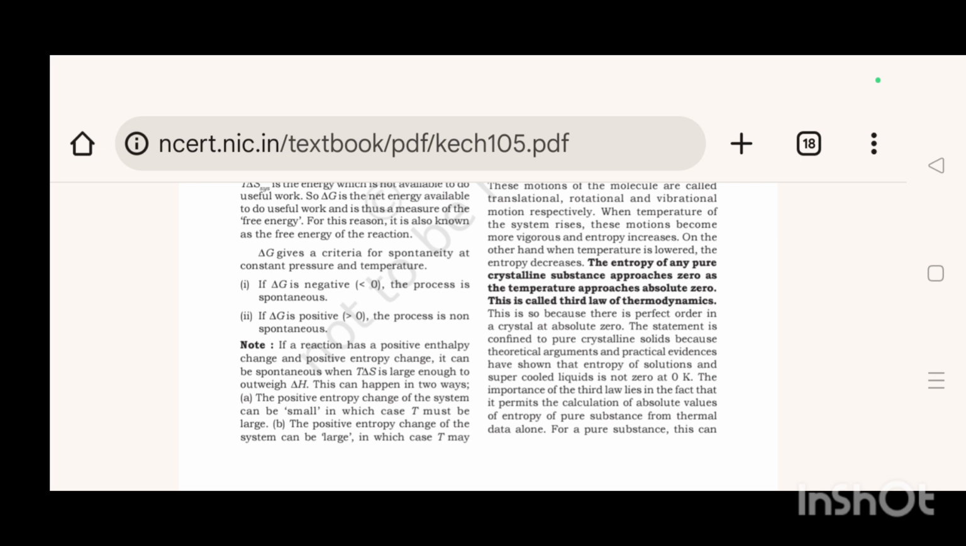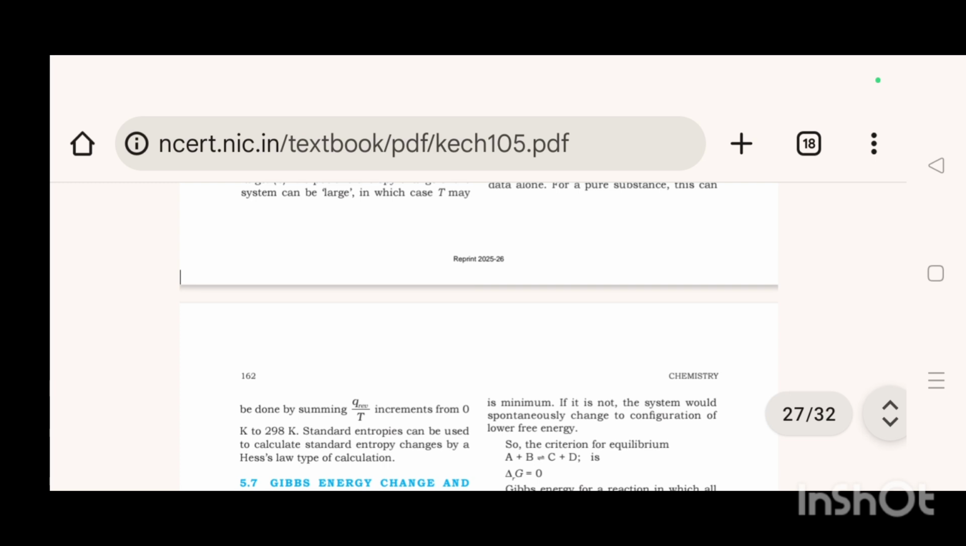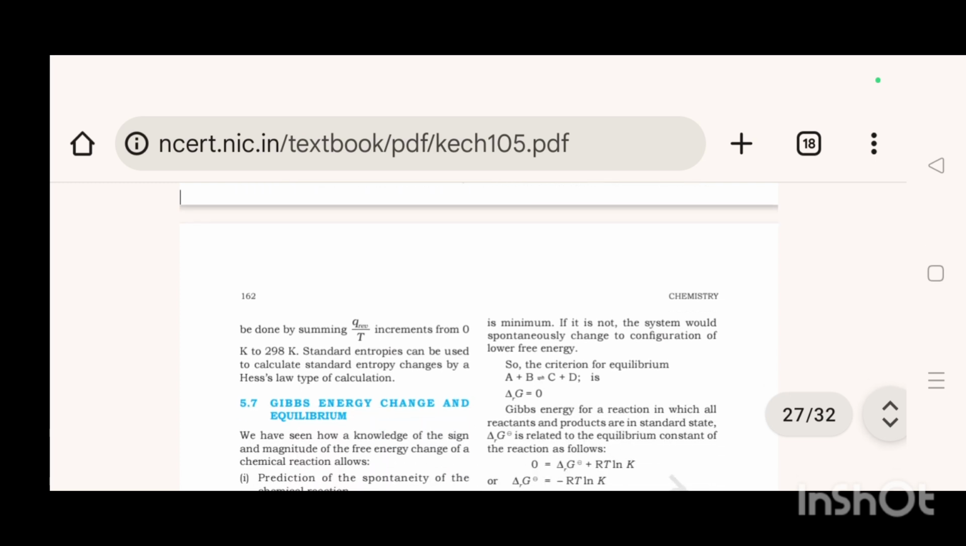The importance of the third law lies in the fact that it permits the calculation of absolute values of entropy of a pure substance from thermal data alone. For a pure substance, this can be done by summing Q reversible by T increments from 0 Kelvin to 298 Kelvin. Standard entropies can be used to calculate standard entropy changes by Hess law type calculation.